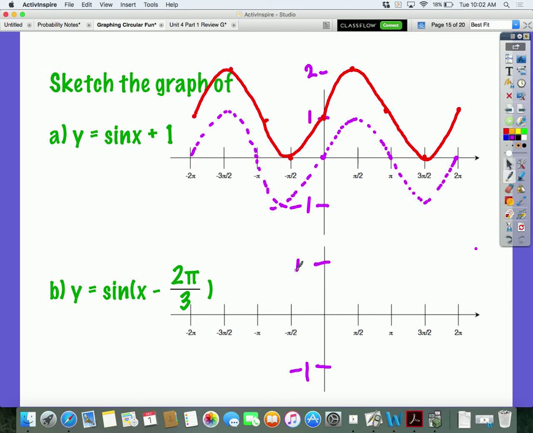What does that negative 2/3 mean? Are you going to the right? 120 going to the right what? 120 degrees. Well, I'm not dealing with degrees, I'm dealing with what? Radians. Go to the right 2 pi over 3. You're going to the right 2 pi over 3.